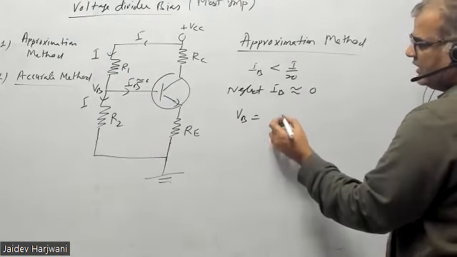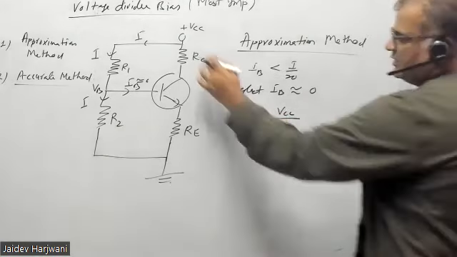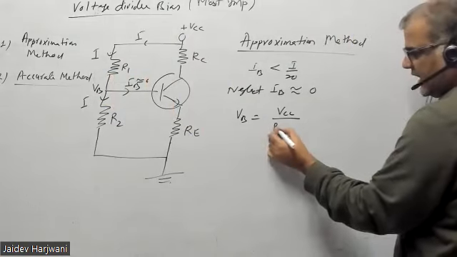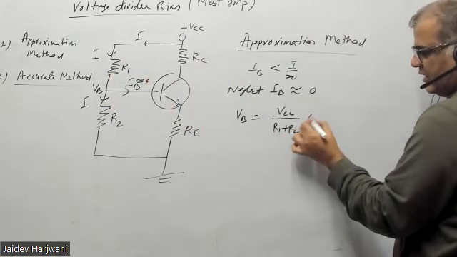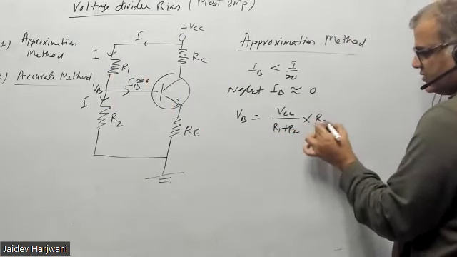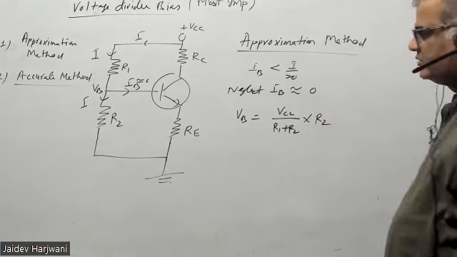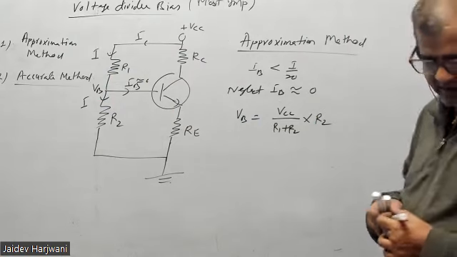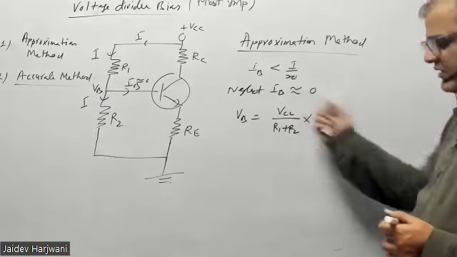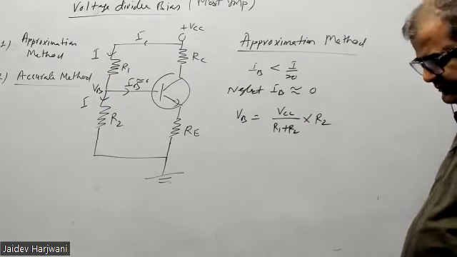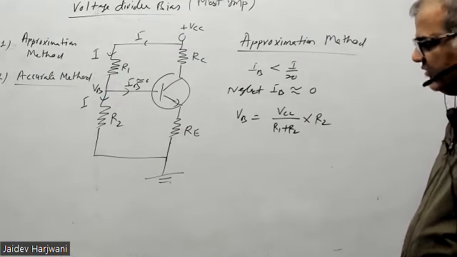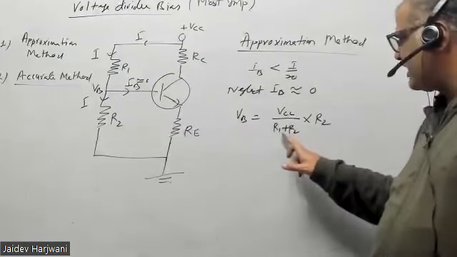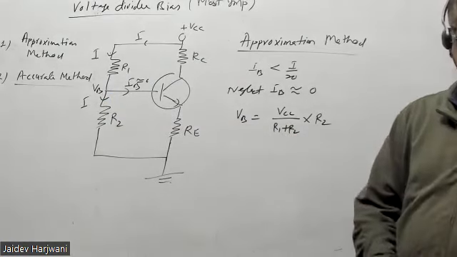Voltage VB will be what? The total voltage VCC gets divided across resistances R1 plus R2, and VB is the voltage across R2. So I can find this voltage. Does everybody understand this? This is very important. VB is given by VCC upon R1 plus R2, into R2.